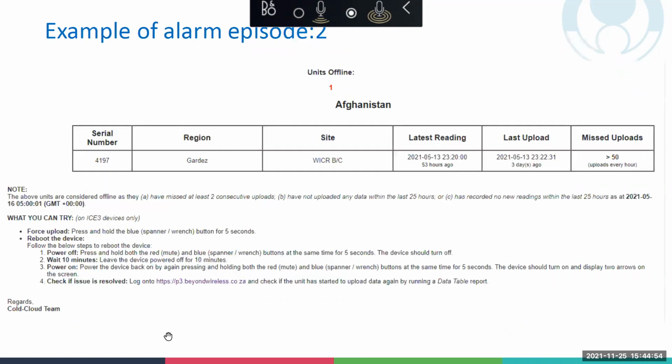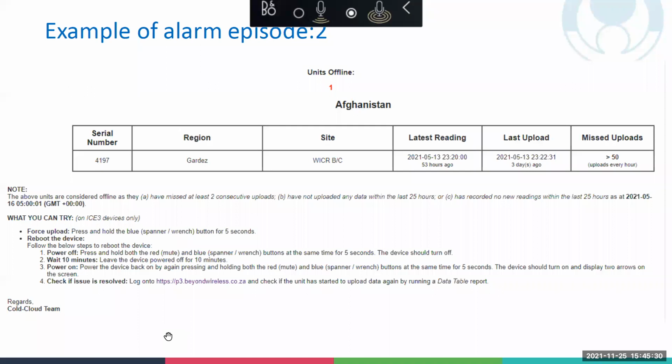Next slide. So this is another example, from the Gardez region, of a working cold room located there. This cold room was not transmitting data for more than 25 hours. So an alarm was sent immediately to the regional cold chain technician as well as the national cold chain technicians, because the national cold chain technicians also get notification for every alarm from any region. So action was also initiated immediately.